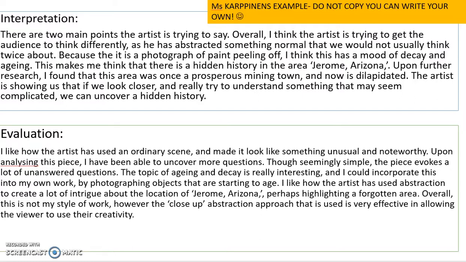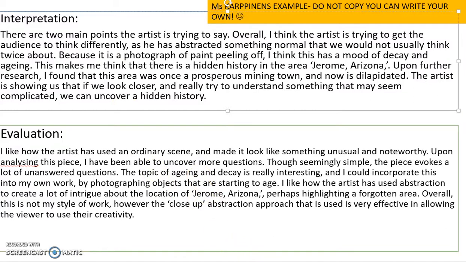There are two main points the artist is trying to say. Overall, I think the artist is trying to get the audience to think differently, as he has abstracted something normal that we would not usually think twice about. Because it is a photograph of paint peeling off, I think this has the mood of decay and aging. This makes me think that there is a hidden history in the area, Jerome, Arizona. Upon further research, I found that this area was once a prosperous mining town and is now dilapidated. The artist is showing us that if we look closer and really try to understand something that may seem complicated, we can uncover a hidden history.